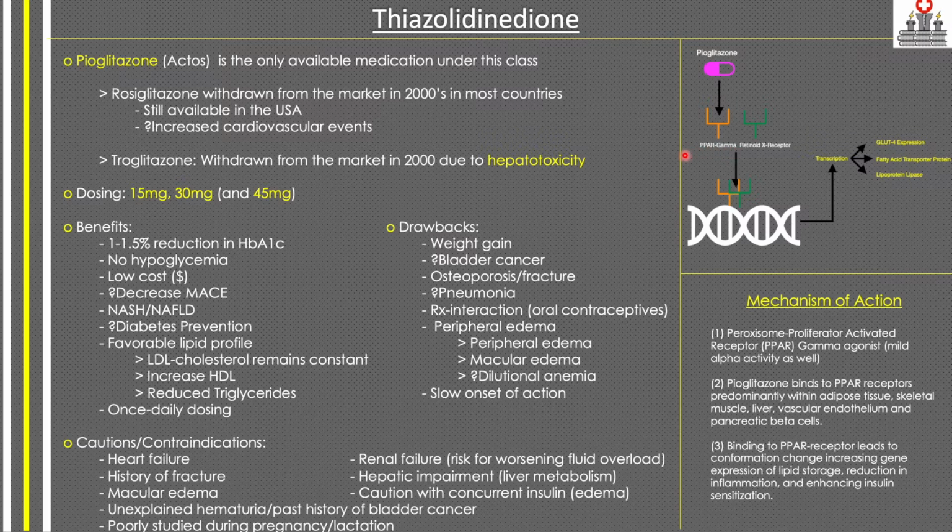One thing about pioglitazone in particular, while the other medications are pure PPAR gamma agonists, pioglitazone appears to have an effect also upon the PPAR alpha receptor, and this may partially explain why there seems to be a favorable lipid profile with this medication, which we'll talk about in a moment or so.